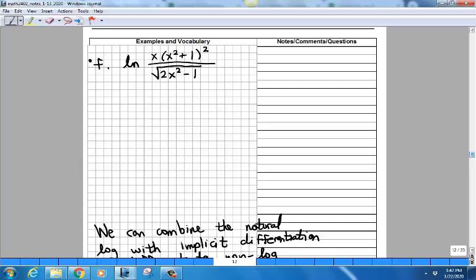All right. So did you get it broken up there? That 2 will actually go over here because the first thing that's going to happen is you will have natural log of x plus natural log of this squared. Okay? And then you will bring this 2 down, but it goes here. So you get natural log of x plus 2 natural log of x squared plus 1 minus 1/2 natural log of 2x squared minus 1. Now that's just breaking things up. Now you differentiate.